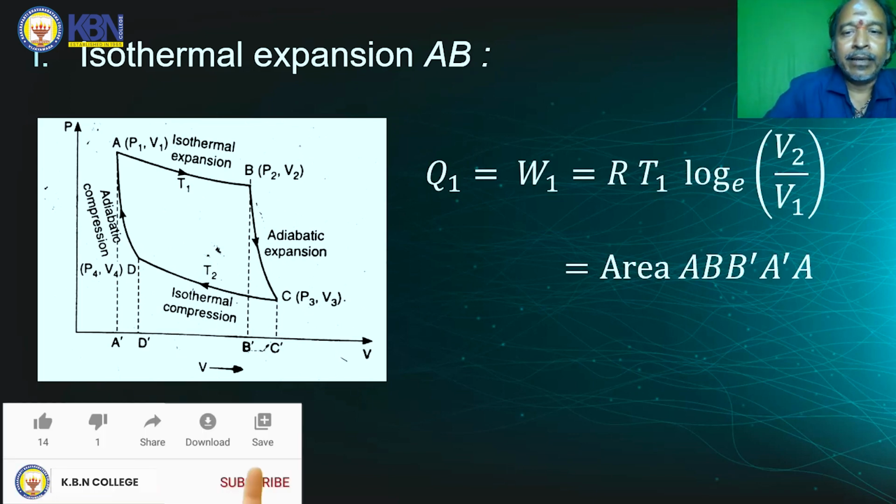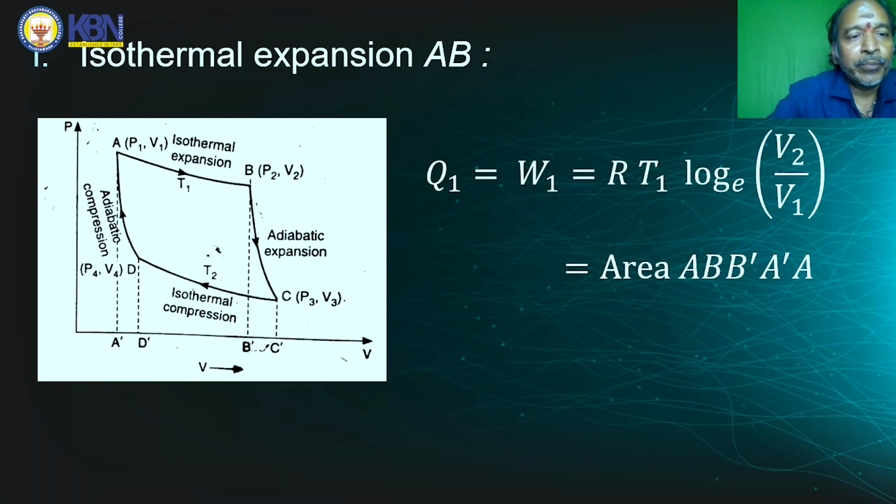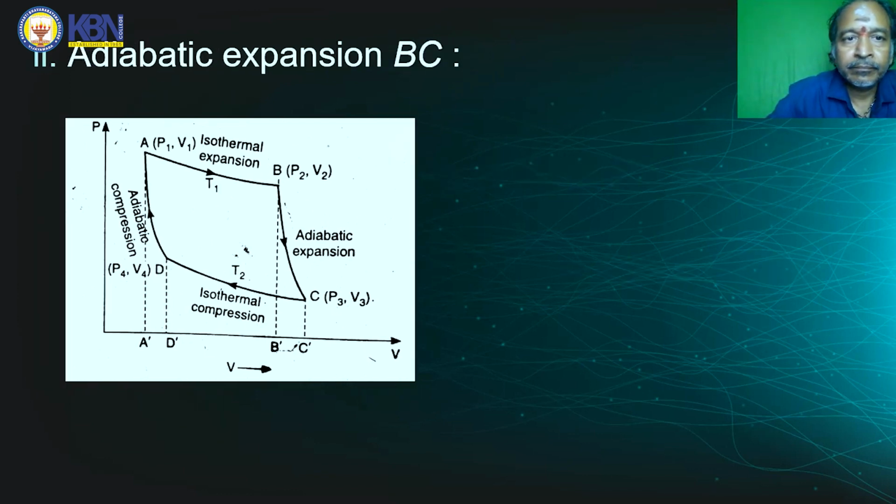And here this work done is also equal to the area bounded between the curve AB and x-axis. So the area A, B, B dash, A dash and A. And it is the adiabatic expansion.